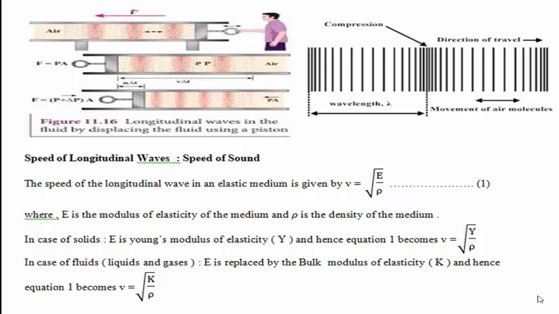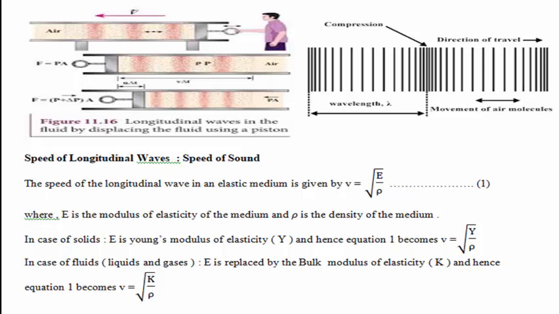as rarefaction. So speed of longitudinal waves can be calculated by V is equal to root of E divided by rho, where E is nothing but the modulus of elasticity of the medium and rho is the density of the medium.